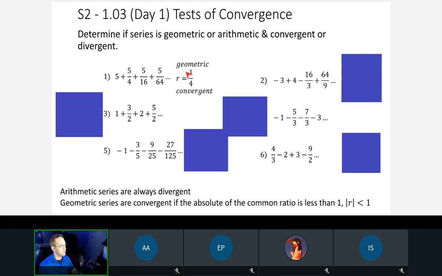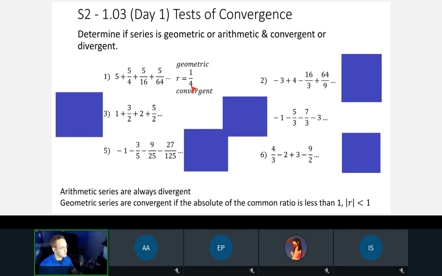You can also find this common ratio by taking the second and dividing by the first. 5/4 divided by 5 is 1/4. 5/16 divided by 5/4 is also 1/4. And 5/64 divided by 5/16 is also 1/4.